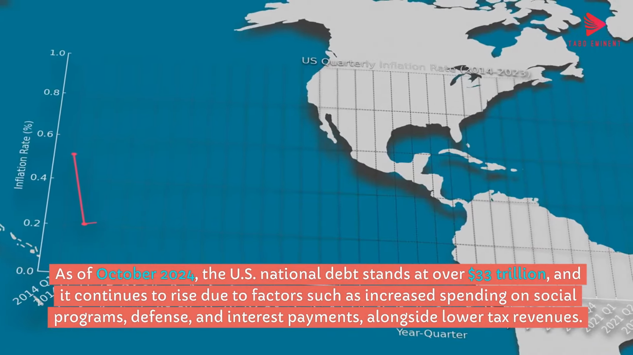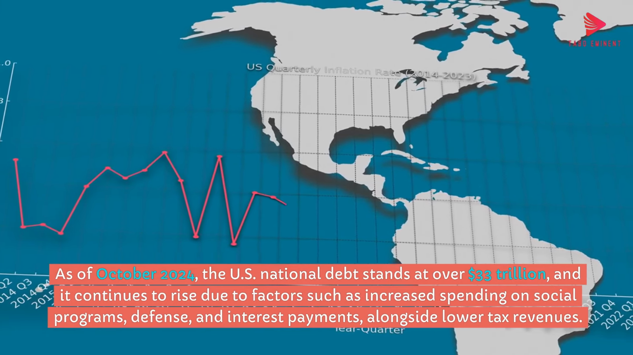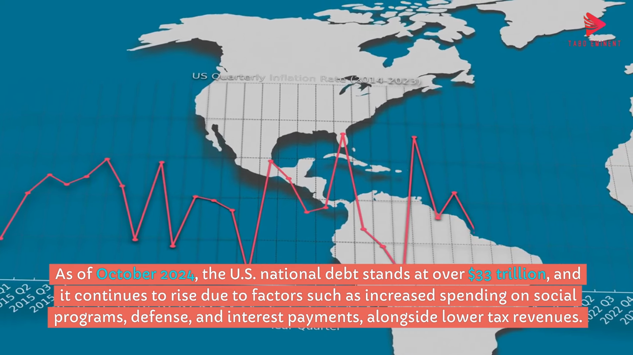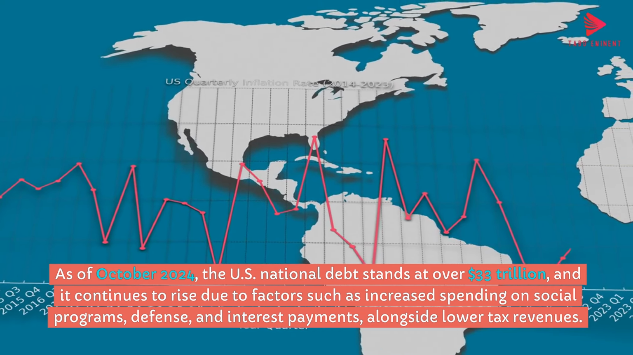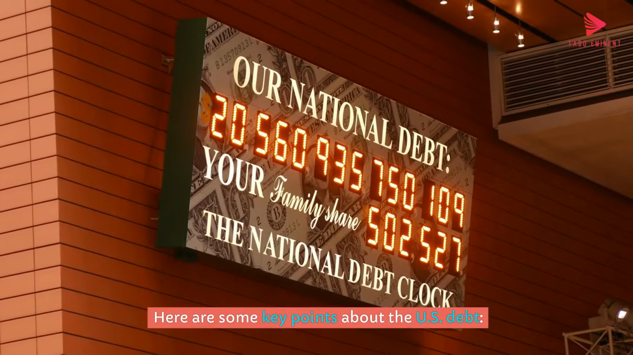As of October 2024, the U.S. national debt stands at over $33 trillion, and it continues to rise due to factors such as increased spending on social programs, defense, and interest payments, alongside lower tax revenues. Here are some key points about the U.S.